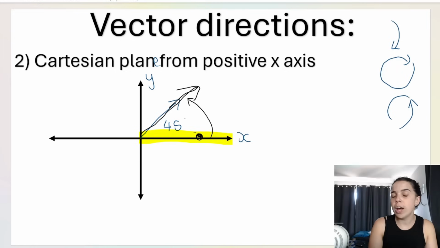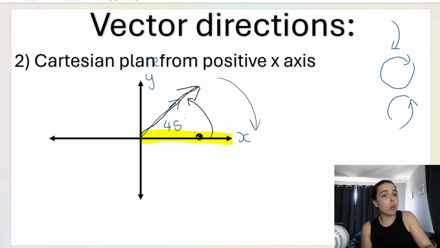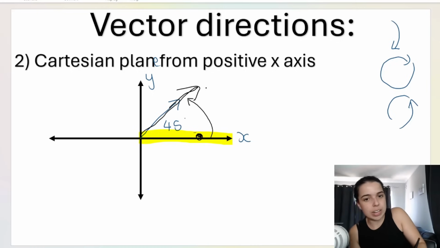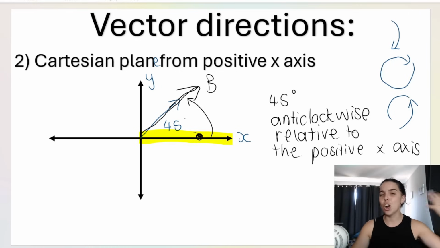Are we going clockwise or are we going anti-clockwise? Remember, a clock's arm would go this way. We're not going that way. We're going in the opposite direction. So we're going anti-clockwise. So this vector, let's call it vector B, is 45 degrees anti-clockwise relative to the positive x-axis. There we go. Okay, I hope that helps.